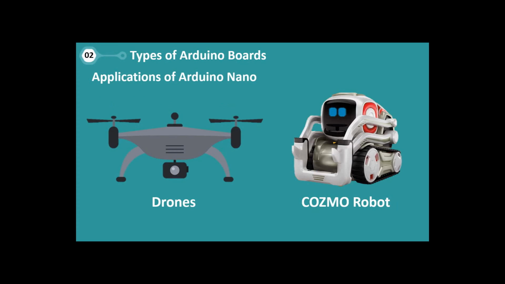As I mentioned before, due to its compact design, which means lightweight and small size, it can be used in drones, which are the small flying helicopters that fly in the sky, and something like Cosmo Robot, which is a very small robot that does very simple tasks and can be considered as a pet, such as a cat or a dog. It does very simple tasks such as interacting with the user.